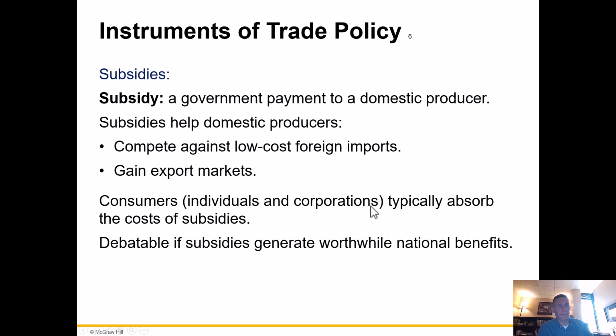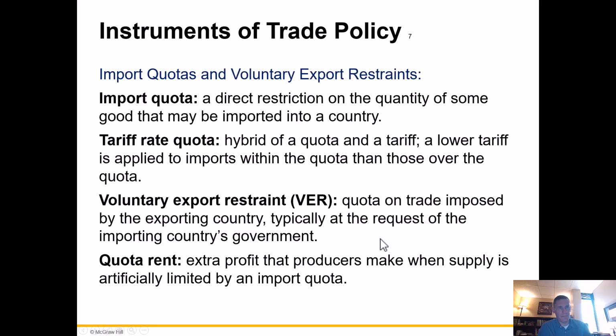A subsidy is a government payment to a domestic producer. Subsidies help domestic producers compete against low-cost foreign importers and also gain export markets. Consumers, individuals and corporations, typically absorb the cost of subsidies. This can be debatable if subsidies generate worthwhile national benefits. So sometimes they can be good for the national interest.